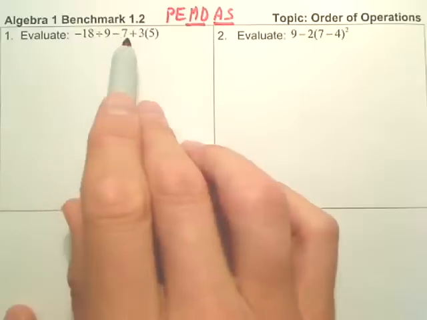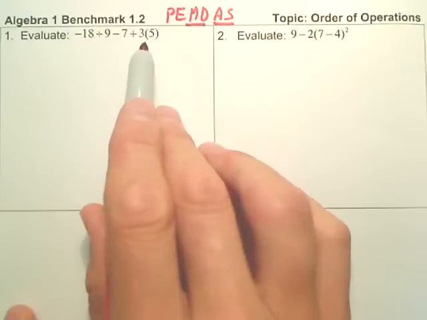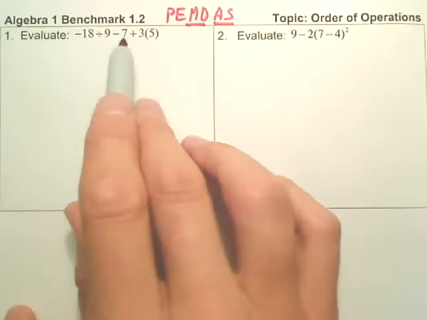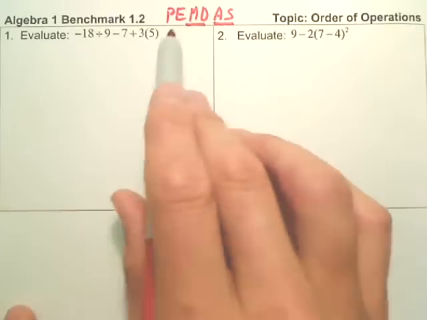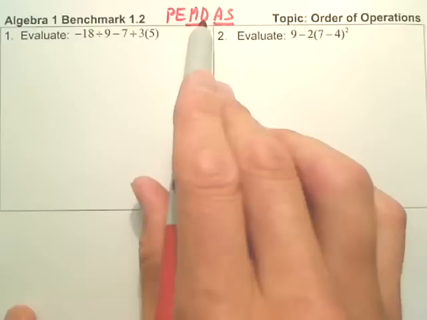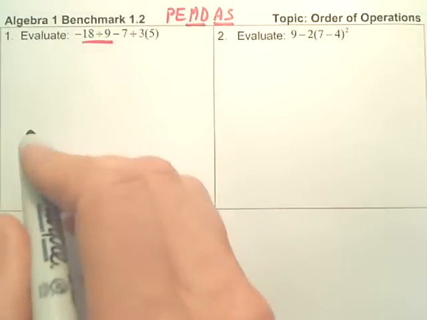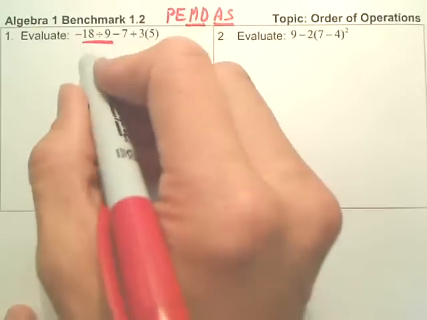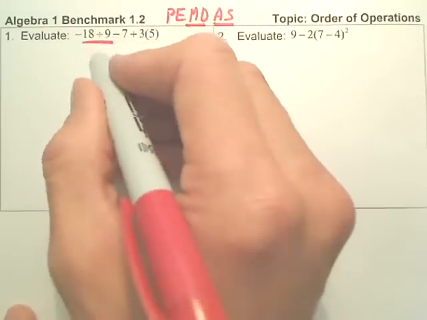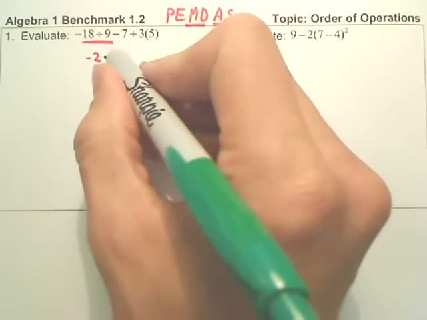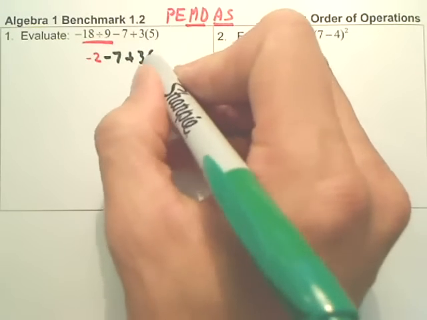Looking at this, do we have any parentheses? Yes, but is there anything inside the parentheses to do? No. Do we have any exponents, powers? No. So now we do multiplying and dividing from left to right. So I go across, hit my first thing. That is a divide sign. Negative 18 divided by 9 is negative 2. And then you rewrite everything else.